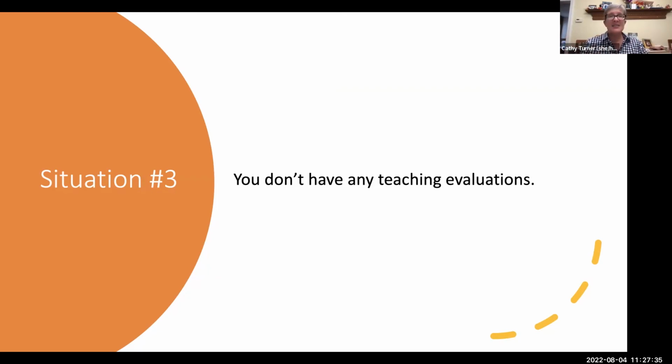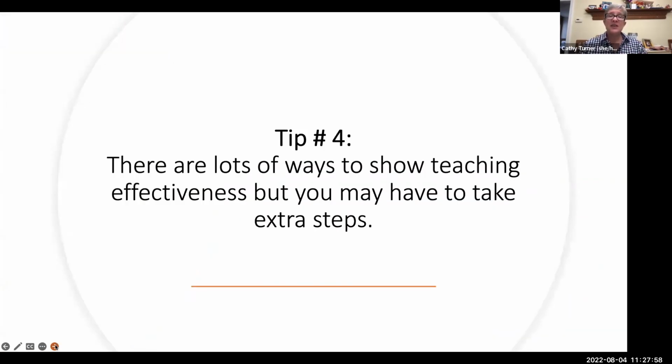You taught a class, and again, it wasn't evaluated for a number of different reasons. There's lots of reasons why evaluations don't work, or they don't run evaluations for very small classes and things like that. Or you never got a chance to be a TA or a teacher, and now what do you do? So tip number 4: there are lots of different ways to show teaching effectiveness, but you may have to take some extra steps in this situation.